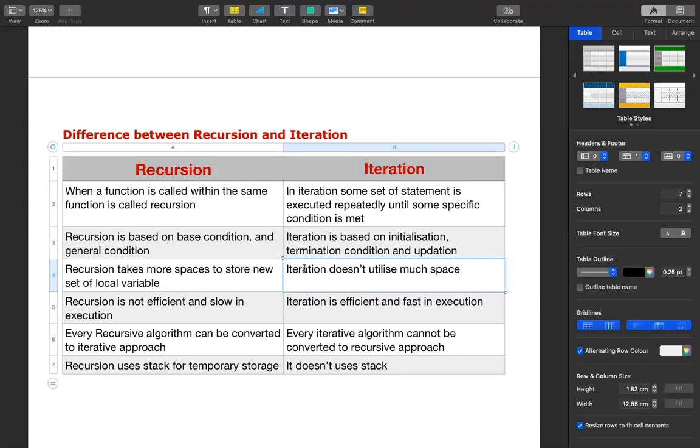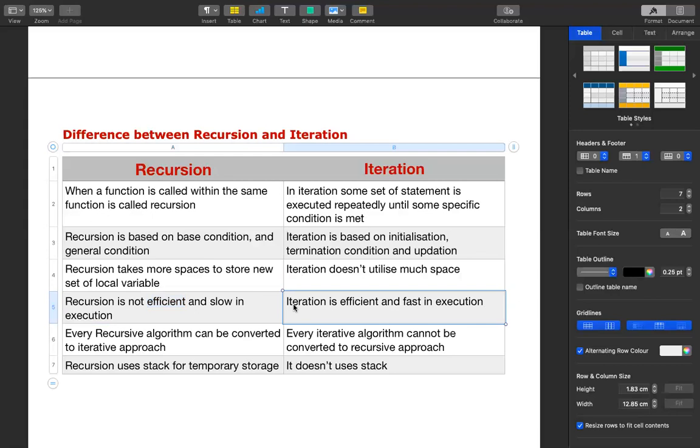That is the next difference. Since a recursive call keeps on calling the same function, it is not that efficient and is very slow in execution compared to iteration. That means iteration is efficient and faster in execution. So that is the next difference.